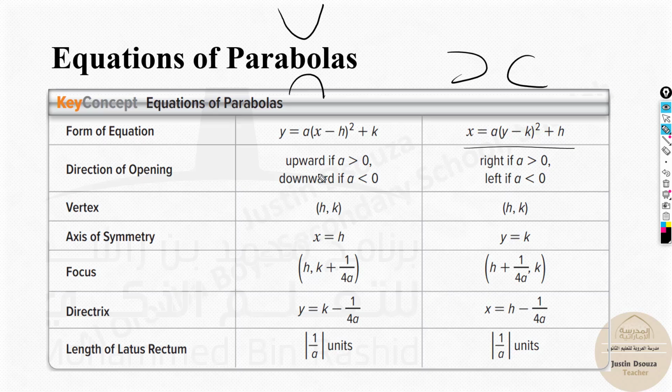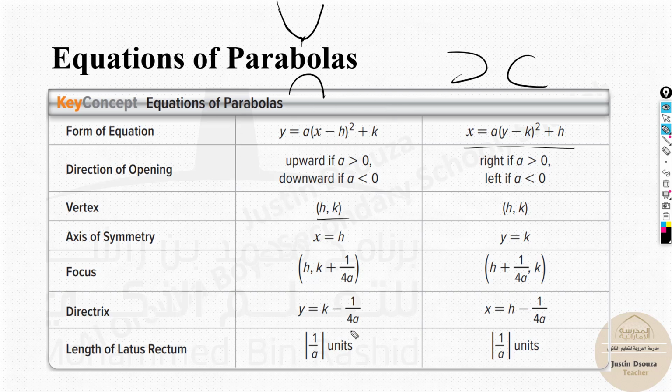We saw the latus rectum just a while ago, right? From there we can find it out. It's 1 by a units, okay? Now x is minus h the whole squared plus k. h and k are the x and y values of the vertex. That is the vertex point, see? And it will be opening upwards if the a value is positive, and downwards if it's negative.